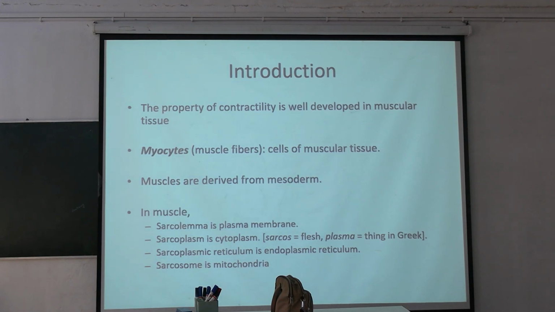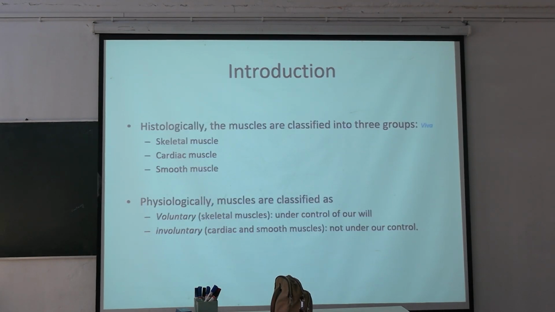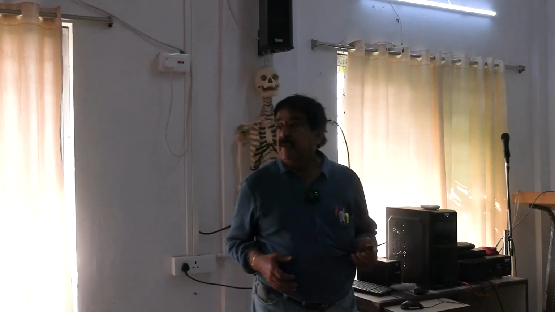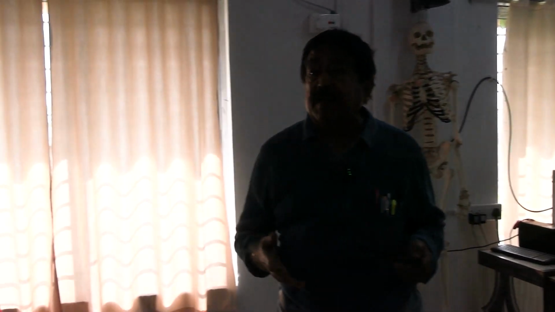You have viewed a cell under the microscope, you get the mitochondria, then your endoplasmic reticulum. Now histologically the muscles are classified into 3 groups. Now this is a question often asked in Viva. Okay, Viva literally in the histology, when you are viewing the slides, you just put it in your notebook. The skeletal muscle, cardiac muscle and smooth muscle.